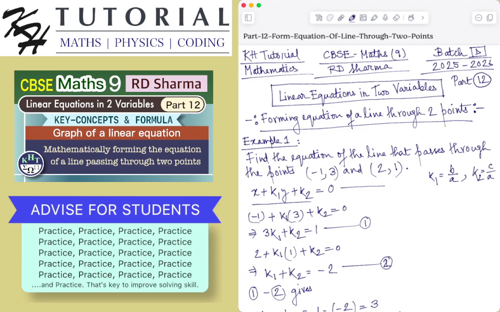So I have already completed the chapter of linear equations in 2 variables. I think in the next video I will start the chapter coordinate geometry. So please stay tuned for that.